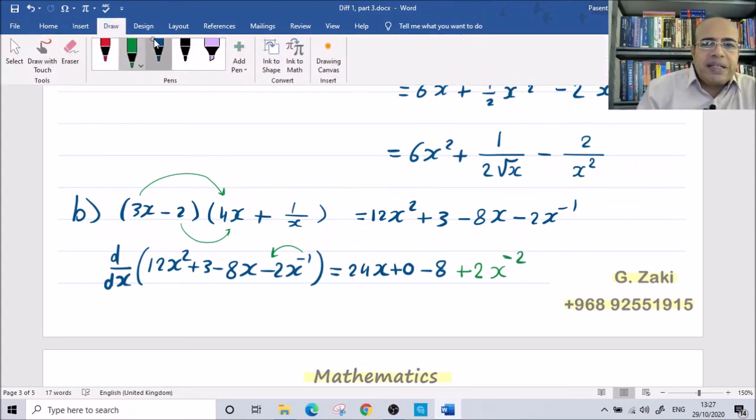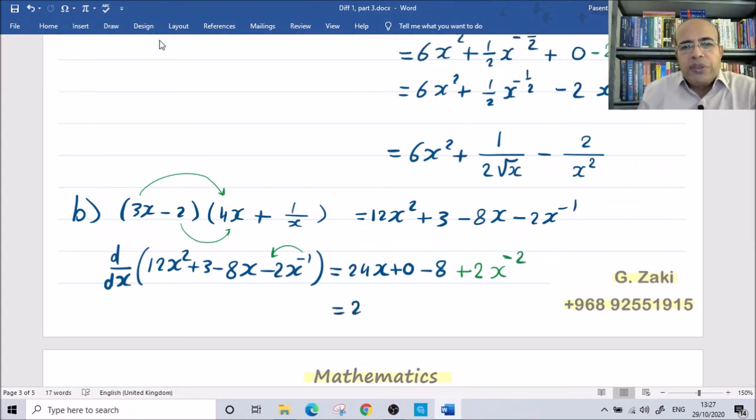The final answer in simplest form is 24x minus 8 plus 2x power negative 2. We can write this as 2 over x power 2.